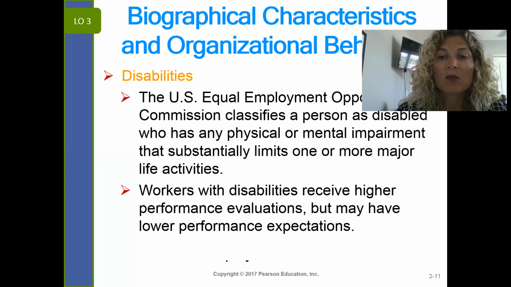Workers with disabilities receive higher performance evaluations, but may have lower performance expectations. So those people with disabilities are just as smart, just as capable, if they have that accommodation, but sometimes we assume differently. Right? And so we want to make sure that we're evaluating their skill, their knowledge, not evaluating the fact that they have a disability.